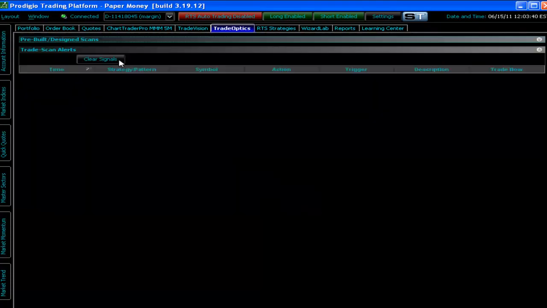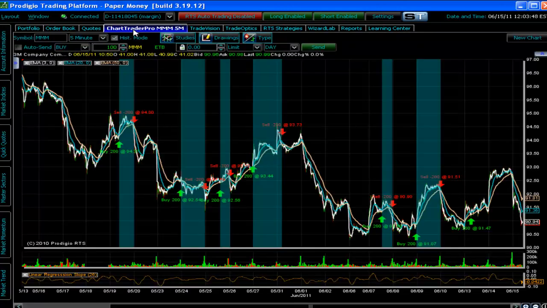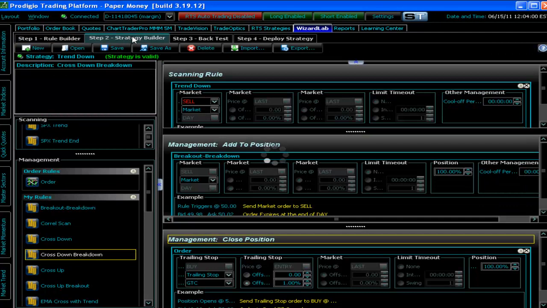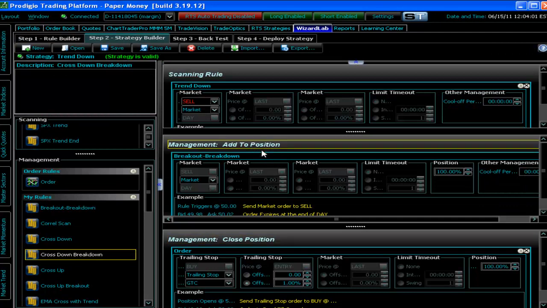Trade Optics presents you with a queue of all of your trading scan ideas, and as those signals come into the queue, you can elect to trade them, and you can use the various automation tools inside of Prodigio in order to facilitate this semi-automated form of trading. But today we're going to focus on a specific component inside, and that's the add to position part of strategy building.